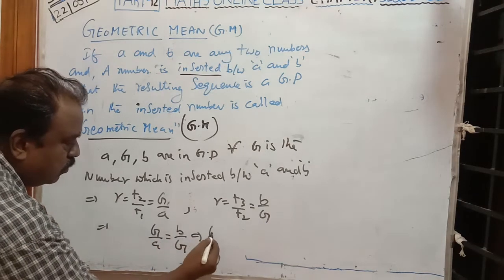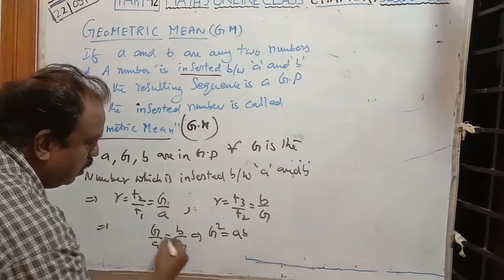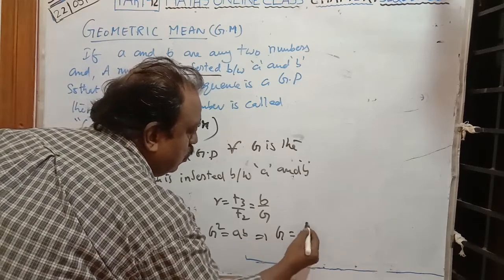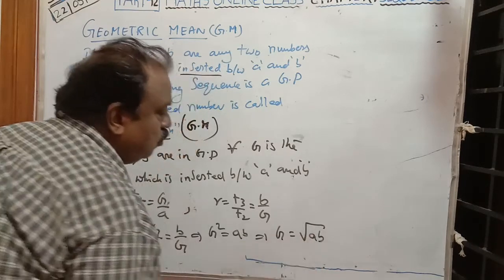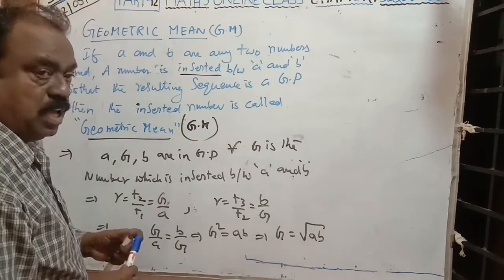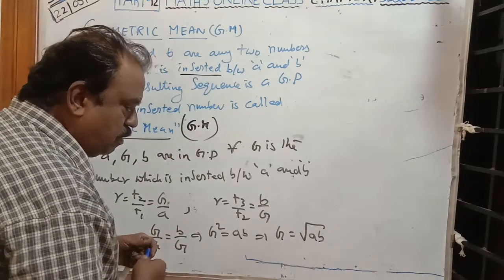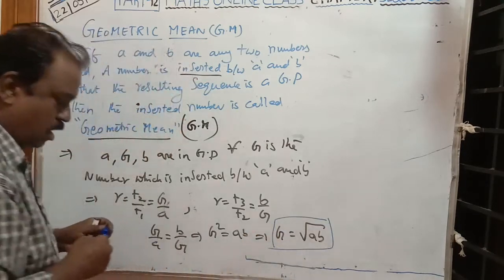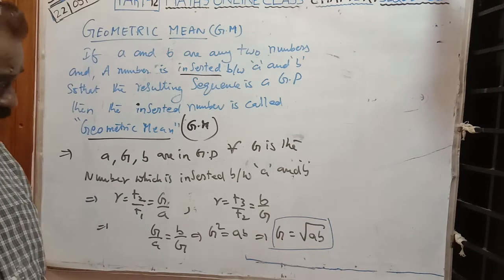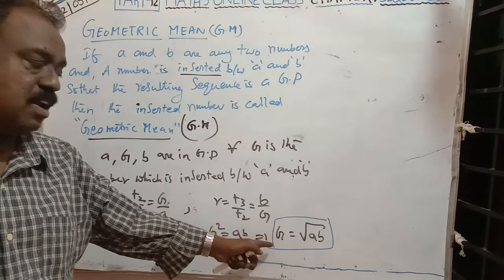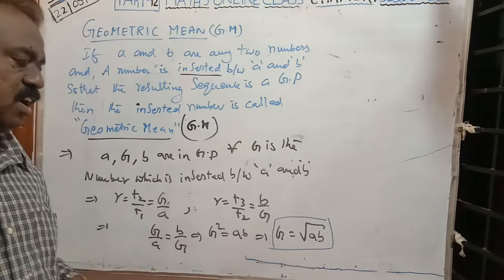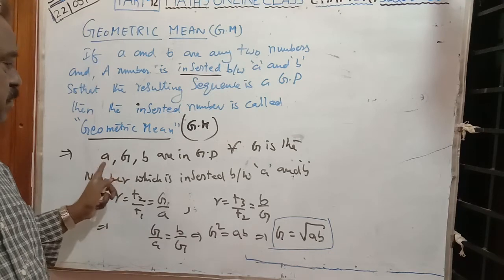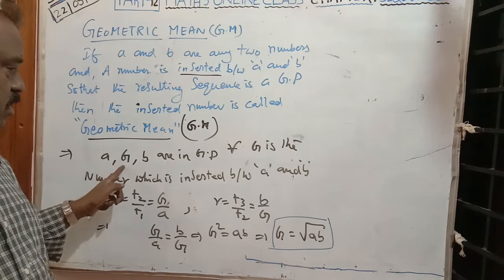That implies G square is equal to AB, in a cross multiplication. G square is equal to AB. That implies G is equal to root AB. Root AB, or cube root of ABC, or fourth root of ABCD, or nth root for n terms. This is called the geometrical mean. In statistics, it is there. So the number which is inserted between A and B is the geometrical mean.